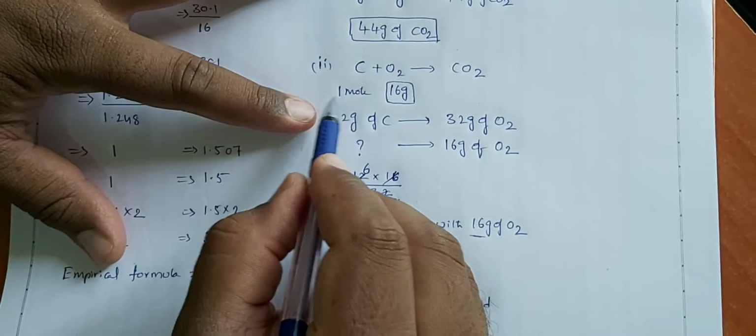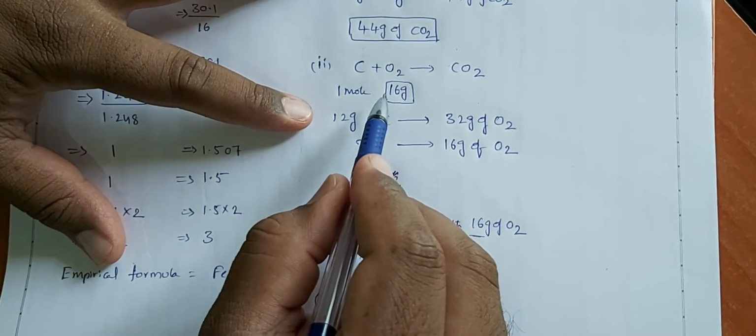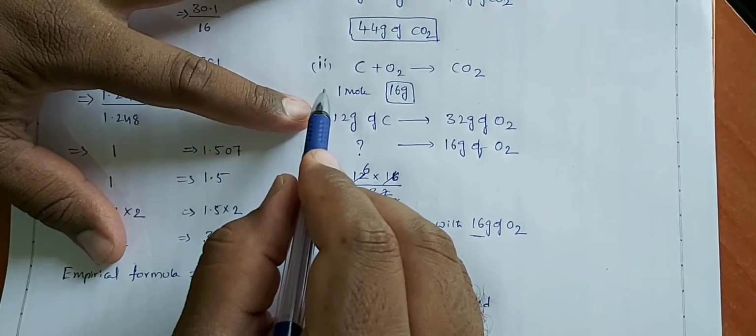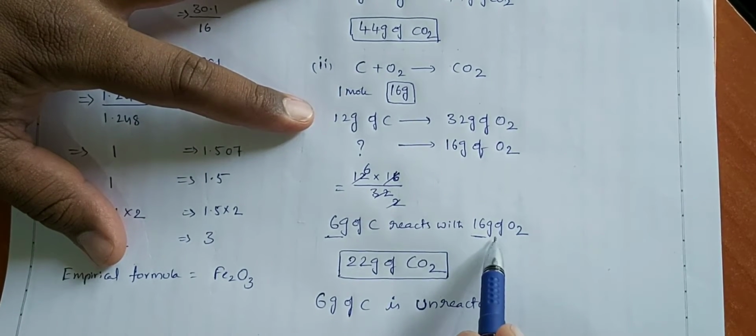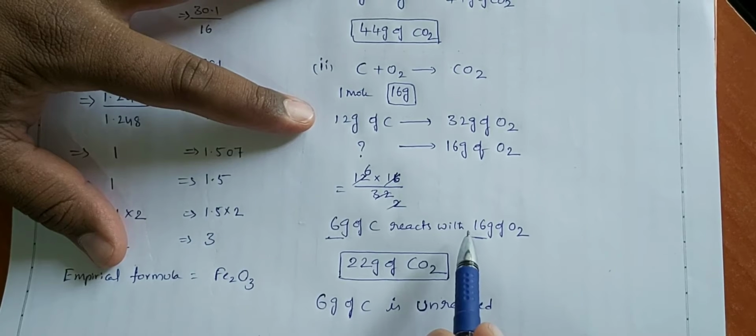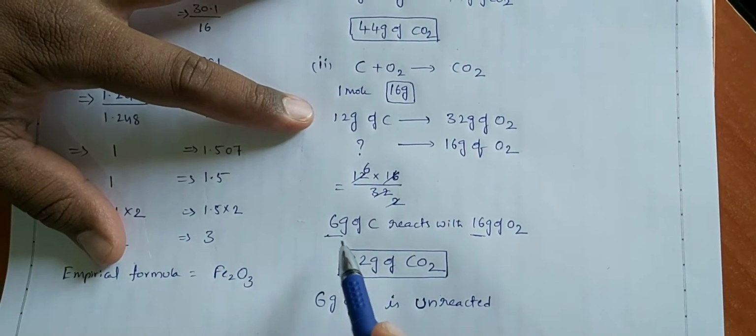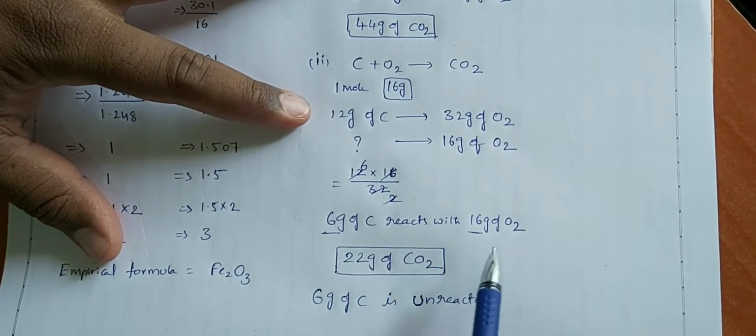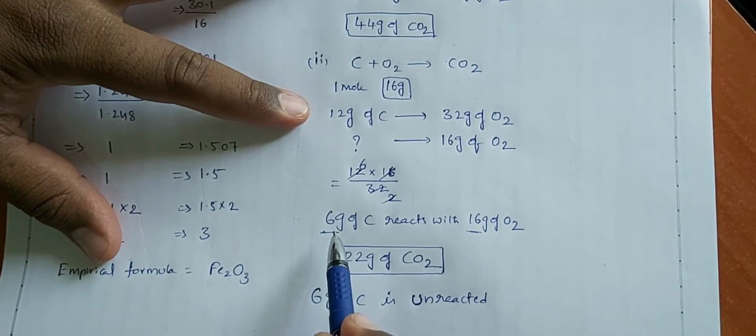The given amount is 1 mole, so it is 12 grams. The given amount of oxygen is 16 grams only. Out of this 12 grams, 6 grams of carbon will react with 16 grams of oxygen only, according to their molar ratio. We explained this in the problems, and we explained it at the time of theory also. Out of 12 grams, even though that much carbon is given, if you limit the oxygen to 16 grams, only 6 grams of carbon will react.